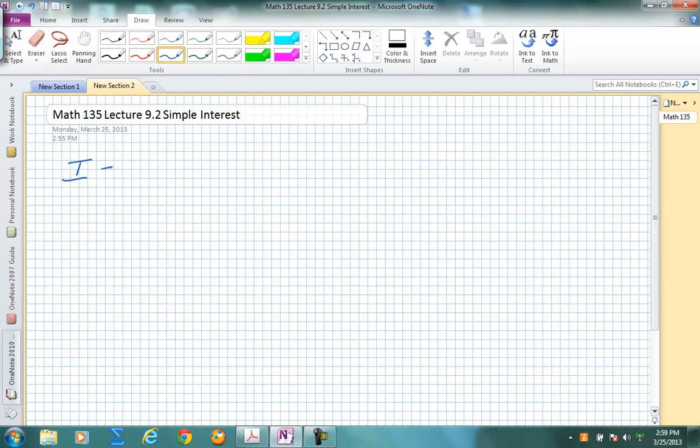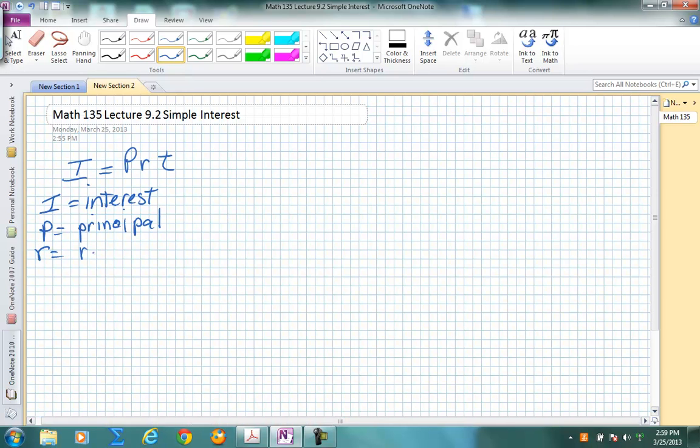I equals PRT, where the I represents the amount of interest that you would pay or earn. P stands for principal, and that's the amount of money you either invest or borrow.